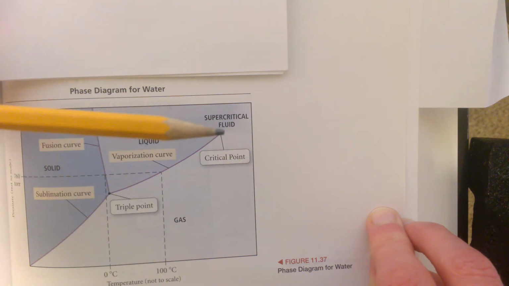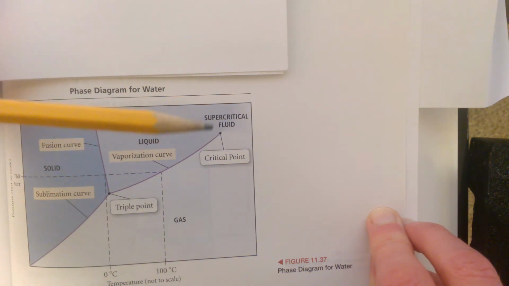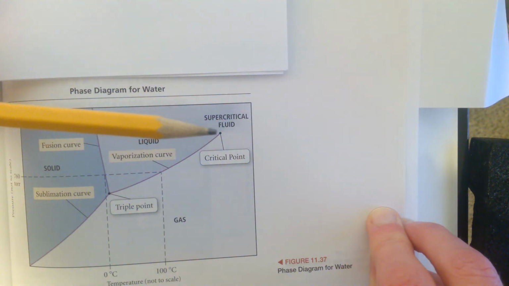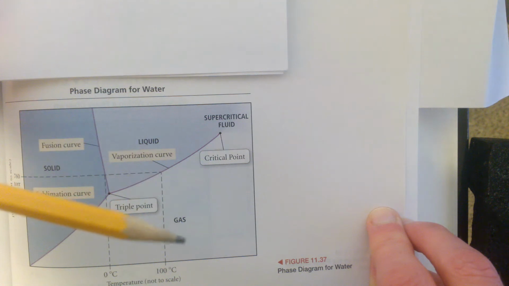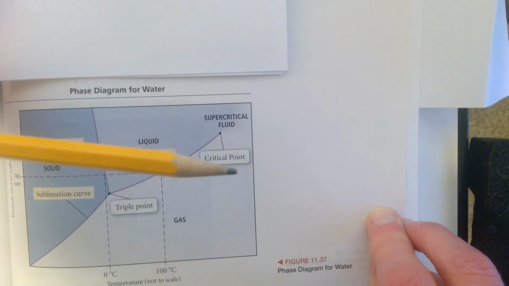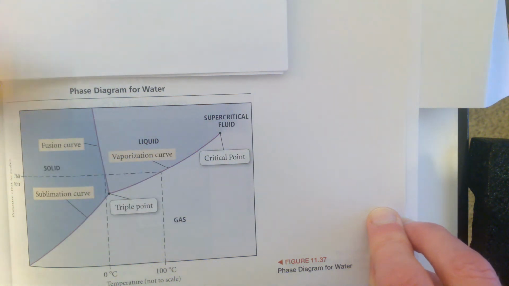Above the critical point, no matter how much pressure you put onto the substance, onto the compound, it will stay in the gas phase because it has such high temperatures. You're going to have so much kinetic energy that it is not possible to get that gas to condense back into a liquid phase or a liquid state.